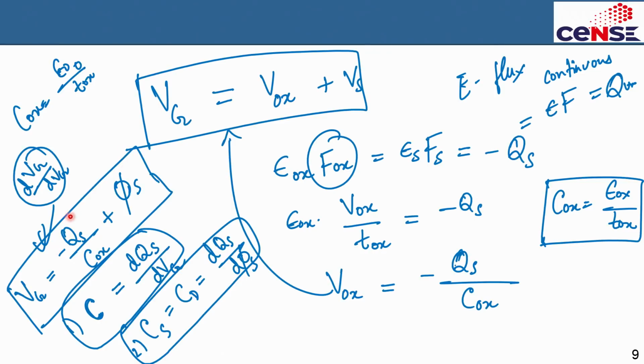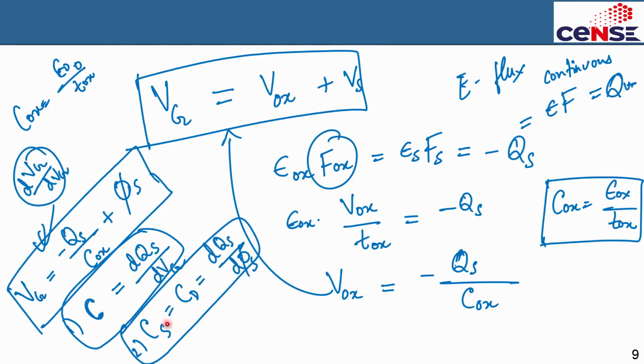You will see this is the voltage that is dropping on the oxide, which is Vox, and we get that from the flux that we did last time. This is the voltage that is the band bending in the semiconductor. I told you that the total capacitance of the system is the change in the charge stored in the semiconductor with respect to the voltage that you are applying to the gate, right?